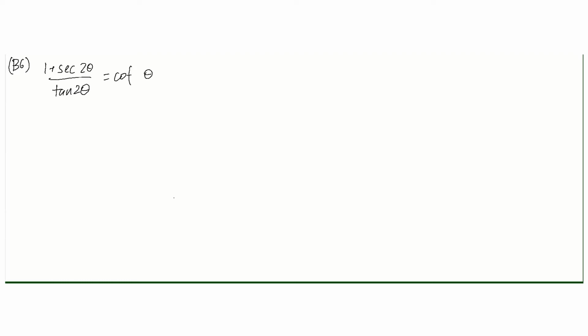So in this case, I will work from the left hand side and I'll simplify it towards the right hand side. Okay, so I have 1 plus secant theta, and I know that secant theta is actually 1 over cosine theta. And sorry, this is 2 theta. And tangent 2 theta, well, I'm thinking along the line of sine 2 theta over cosine 2 theta.